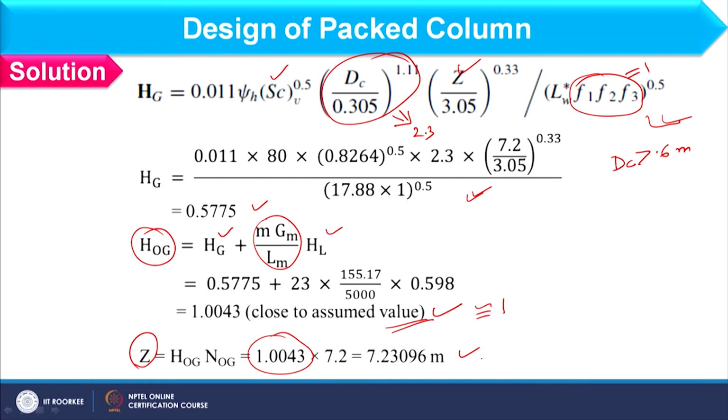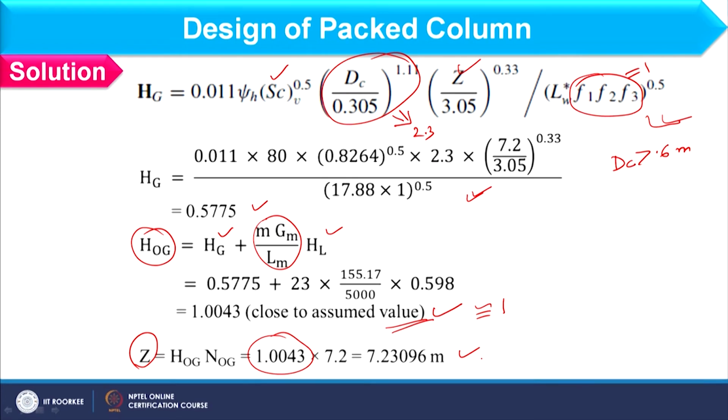Now, if in this case HOG is not close to the assumed value, what do we have to do? Whatever HOG we have calculated, based on that we will further calculate the Z value, because NOG has a fixed value.